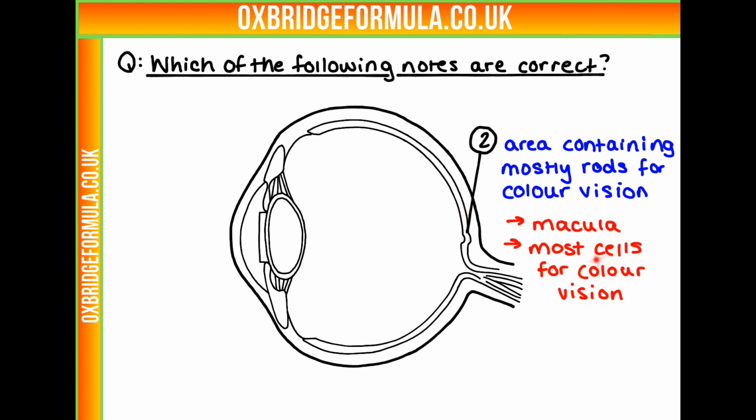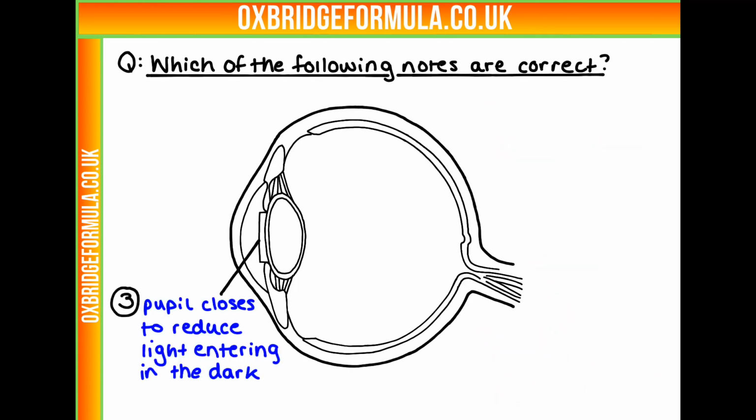So what could be wrong with this? Well, maybe it's about the rods. Do the rods control colour vision? Well, no. Rods are not for colour. These are just for the most general inputs of light. But the cones are for colour. So while this is the macula, which contains most of the cells for colour vision, they will be cones, not rods. So this is incorrect.